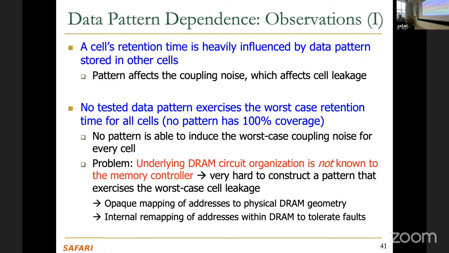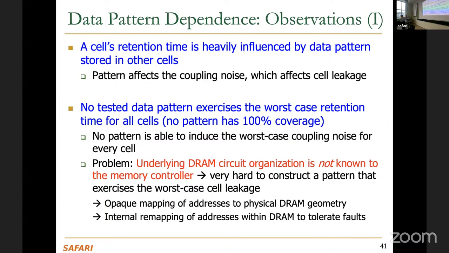So the reason, first of all, the mapping is opaque, and there's also internal remapping that goes on inside the DRAM chips to tolerate faults. And again, we don't know that. So what we think is adjacent may actually not be adjacent inside the chip. As a result, we may not be able to design a data pattern that has the best coupling.